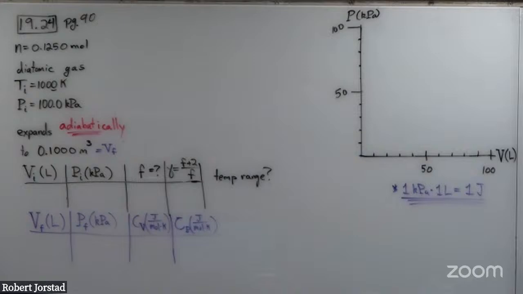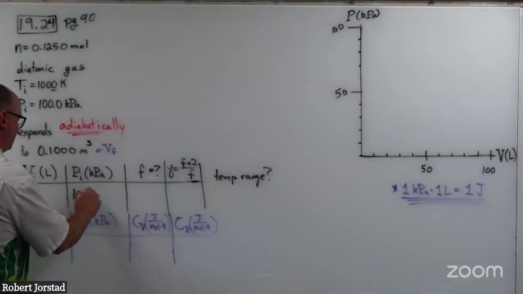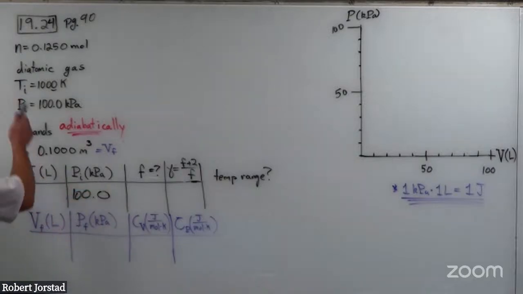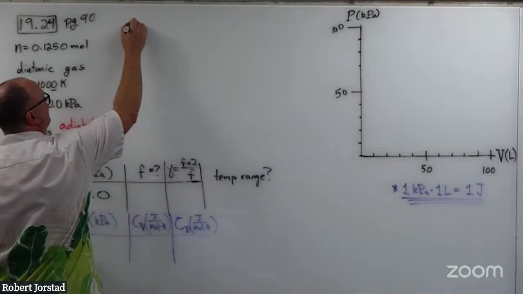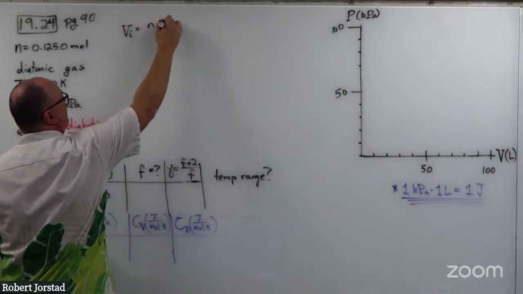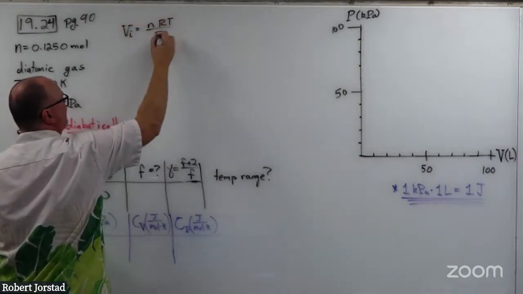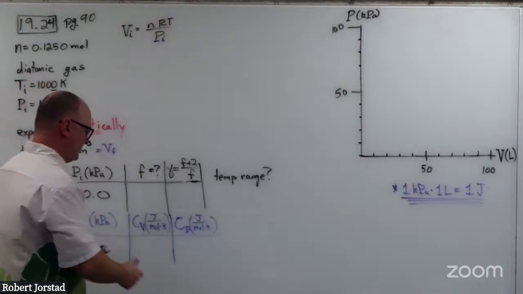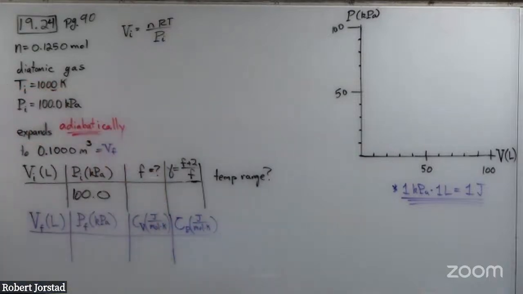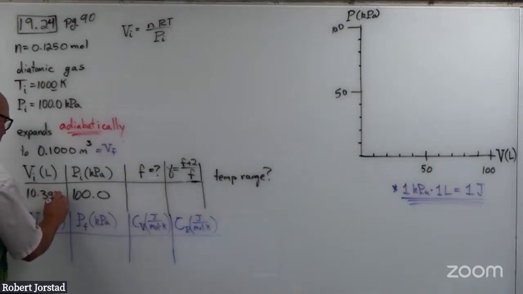So let's go ahead. Pause the video if you want to do everything yourself. I'm going to proceed with the knowns that I can easily pick off. Pressure initial, piece of cake, 100.0. Well, I know nRT, so V initial equals nRT over P initial, just rearranging the ideal gas law. I'm going to plug in the numbers. What did I get? I get 10.393. That's the same as the last problem. That's where I got that from.